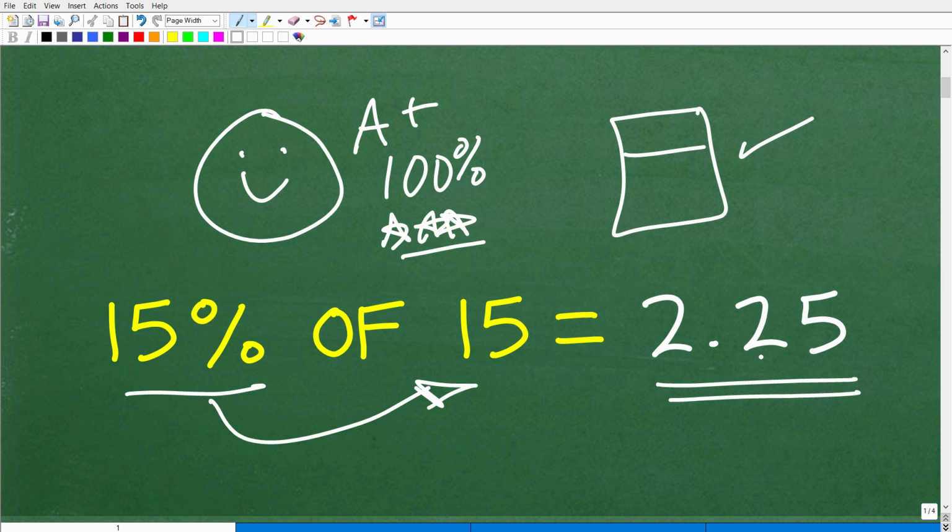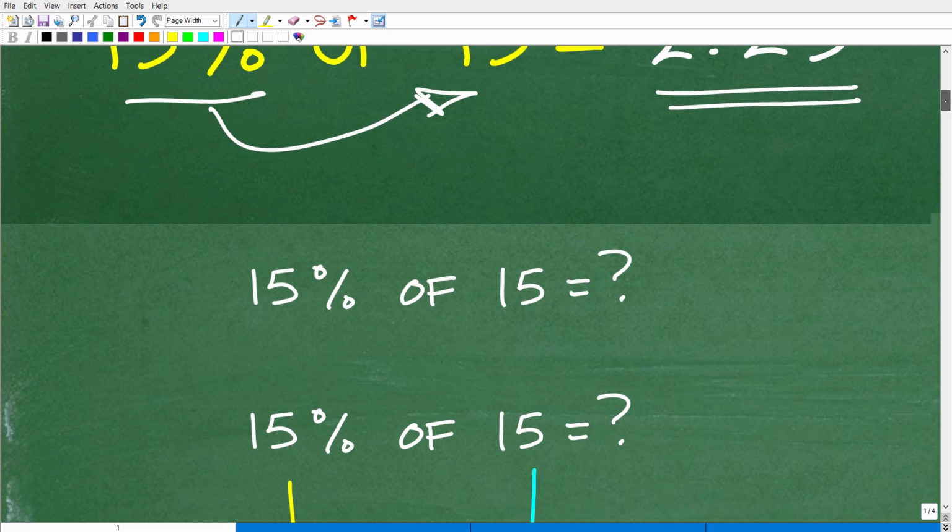That's why it's really important that you could, in fact, teach this. You want to understand percent to the level of knowing exactly what you need to do in order to solve this problem. But let's go ahead and get into it right now.